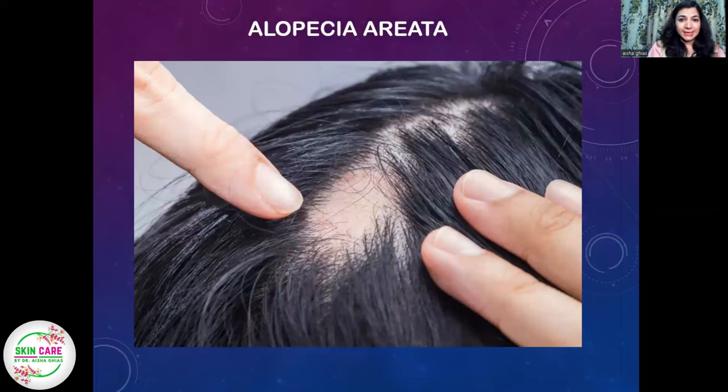All right, coming on to the second disease. This is alopecia areata, a patch of hair loss. Clinically, we can diagnose it instantly.